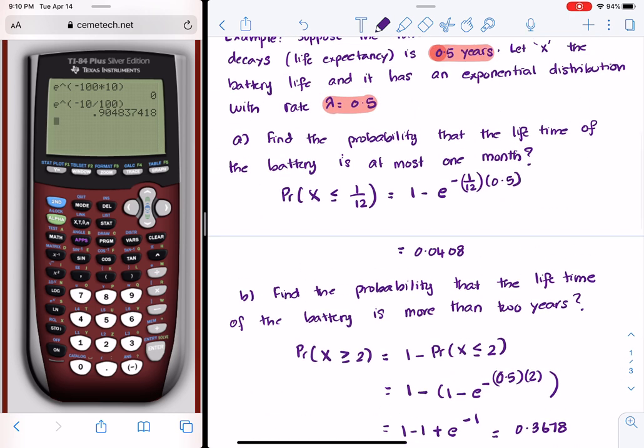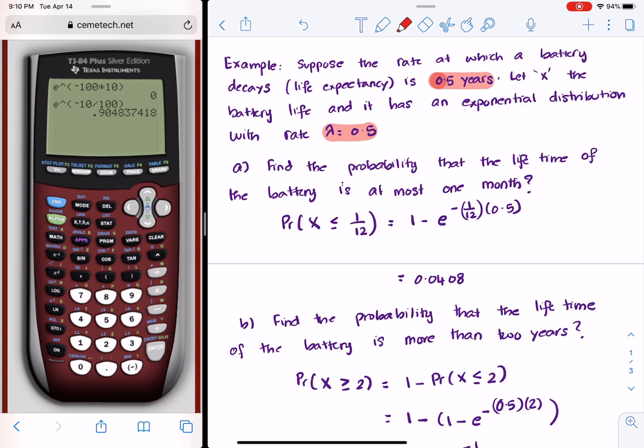Now that I pointed that out, in the question, the rate parameter is just 0.5. But in terms of the interpretation, the average expected lifetime, or the expected lifetime, should rather be 1 over lambda, which is 2 years. So we have 1 over lambda.